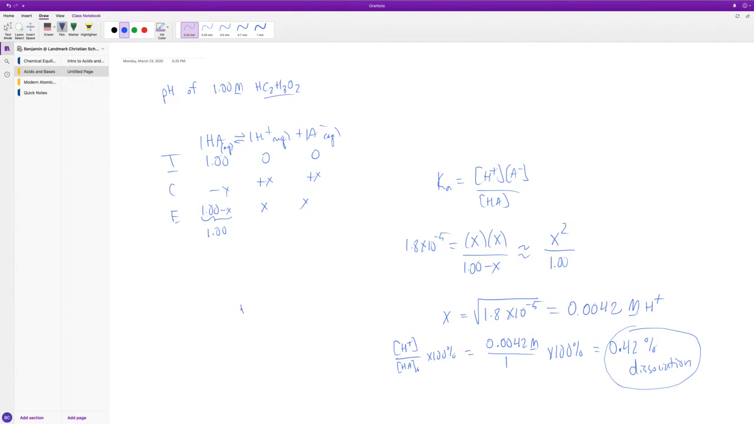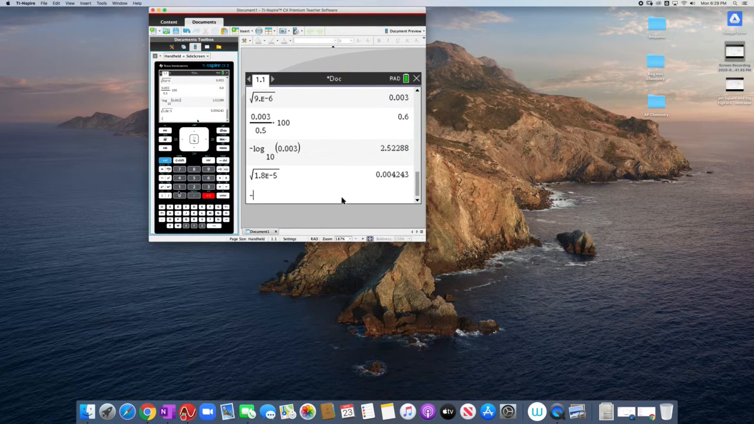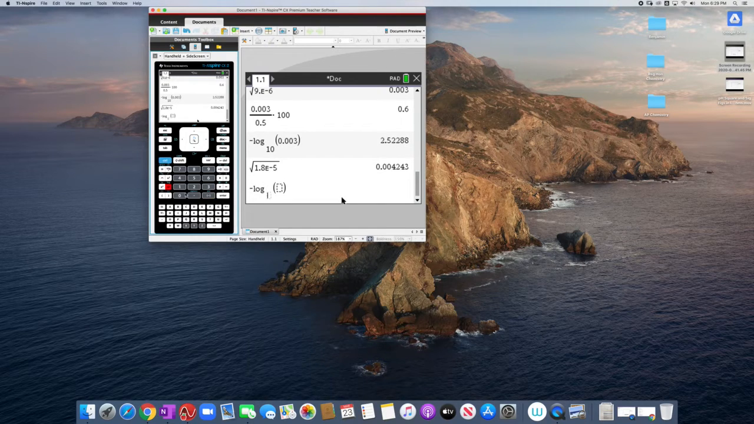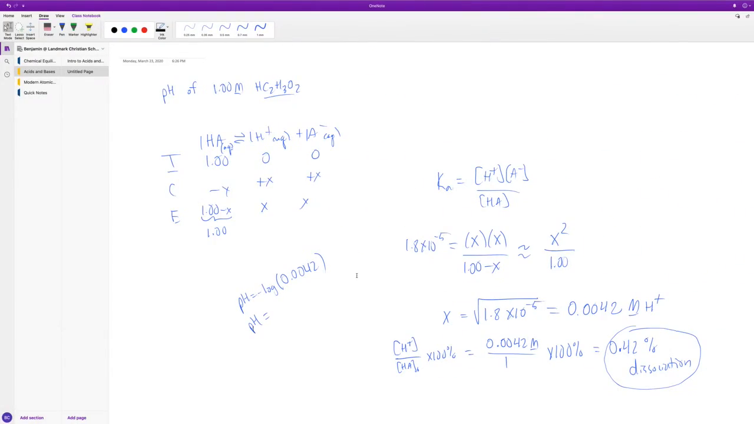The pH, I still forgot to do this one as well. Negative base 10 logarithm of 0.0042. pH here. This will finish it up and then we'll discuss the results. Negative base 10 logarithm of 0.0042. Two significant figures in that value, so 2 decimal places in the pH. 2.38. 2.38 is the pH.